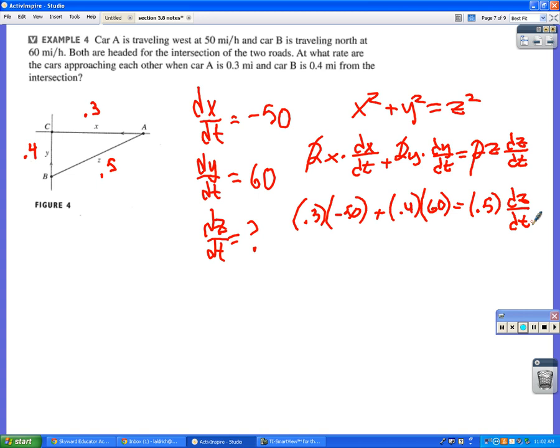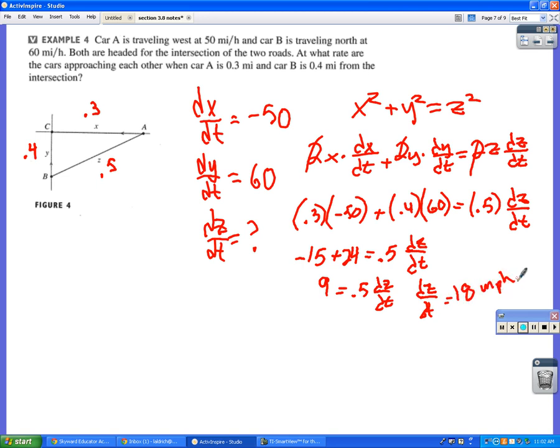Miles per hour is what we got going here. So negative 15 plus 24 equals 0.5. So 9. So it does come out to be positive, because they're going towards each other.